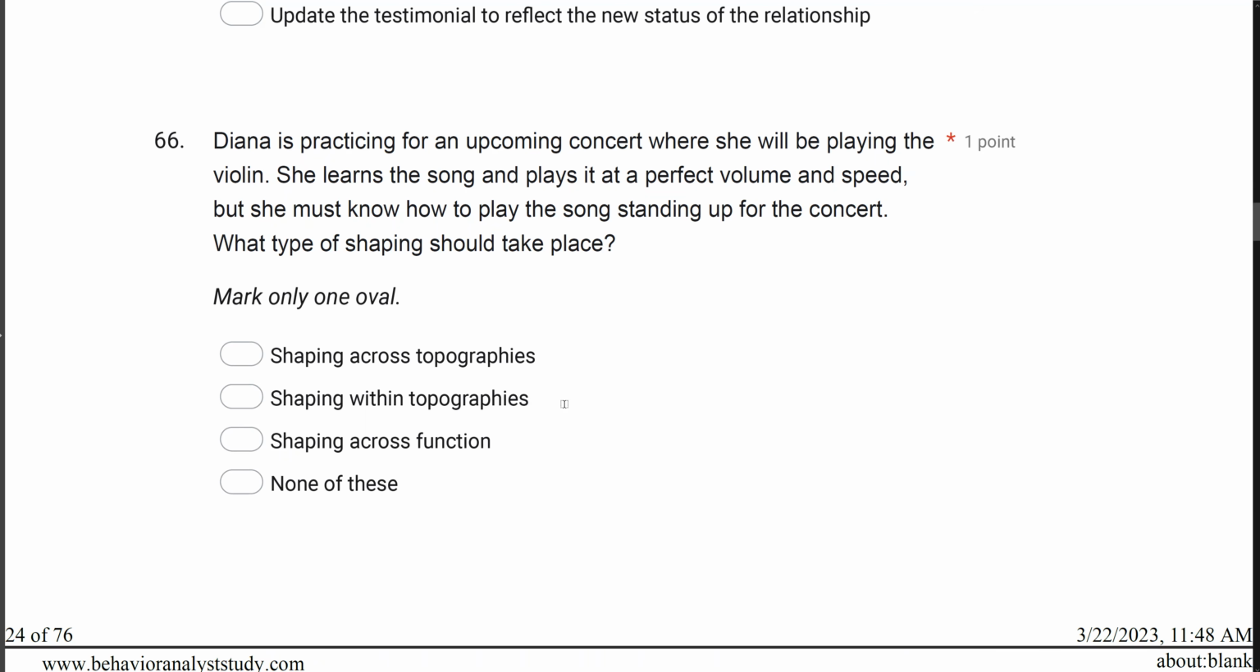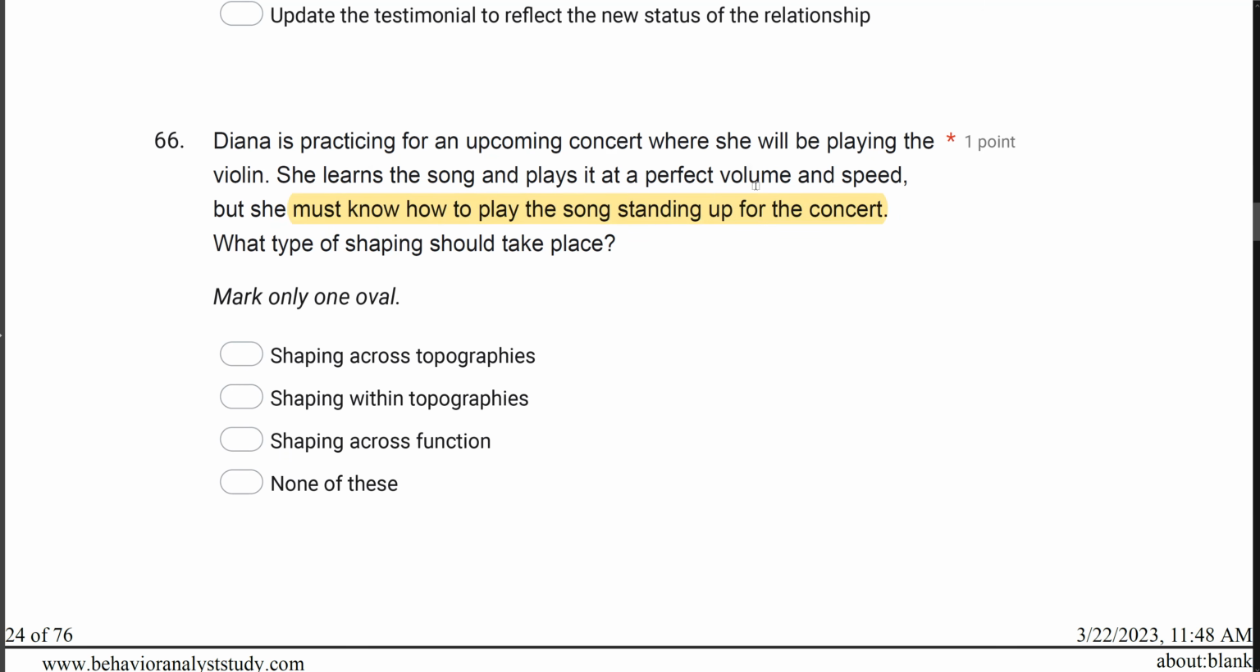The best way to think about this is when you're shaping within topographies, you're changing the magnitude, right? You need something to happen faster, slower, louder, softer. You're changing the magnitude of that topography, not necessarily how it looks, but just the magnitude of what's taking place. What we're doing here is we need that topography to change. We can't be sitting and playing the violin. She needs to play that song standing up for the concert.